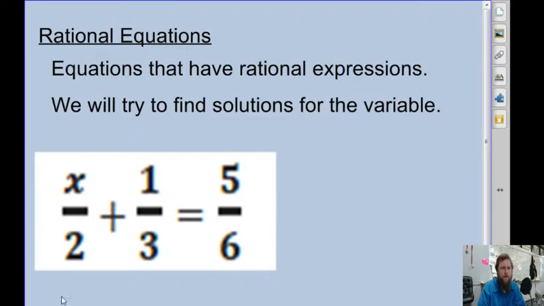Let's begin. In rational equations, last section we did rational expressions. The difference here when we have equations is there's going to be an equal sign, and we're going to try to solve for the variable. So in this case, x over 2 plus 1/3 equals 5/6, and you do some math, and you'll get x equals 1. But how do I get this? I'm going to show you two methods of doing this today.